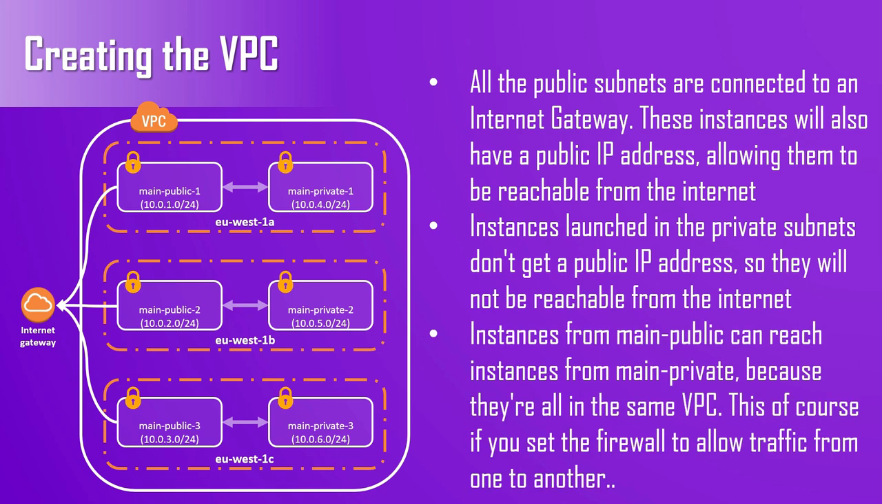Instances from main public can reach instances from main private, because they are all in the same VPC. This, of course, if you set the firewall to allow traffic from one to another. If you have a traffic rule that disables that, they cannot communicate. But if you have instances in different subnets, but still in the same VPC, using their private IP addresses, they can communicate directly with each other.